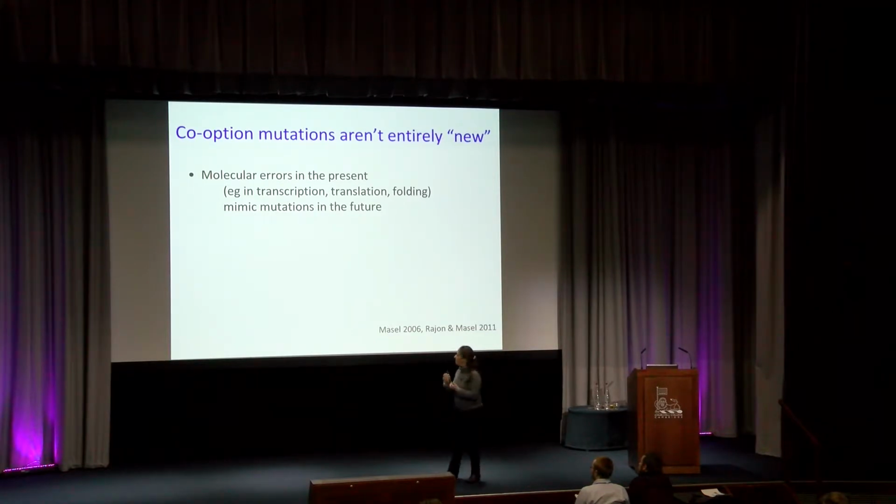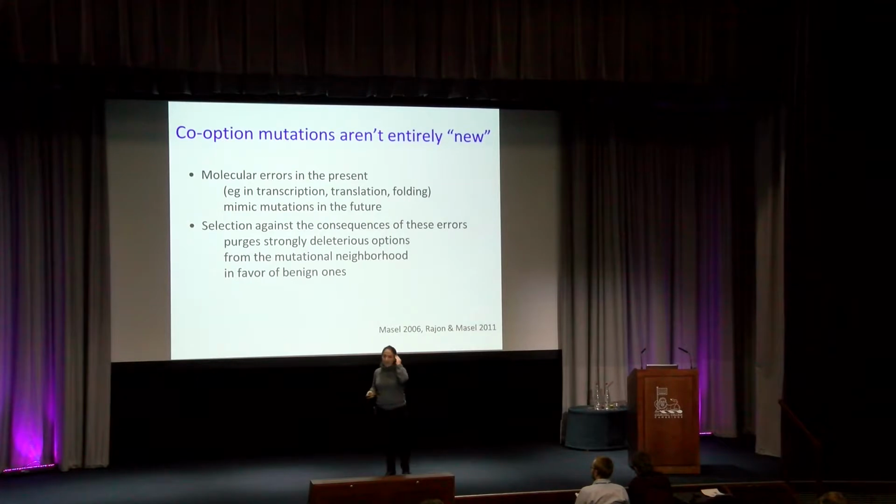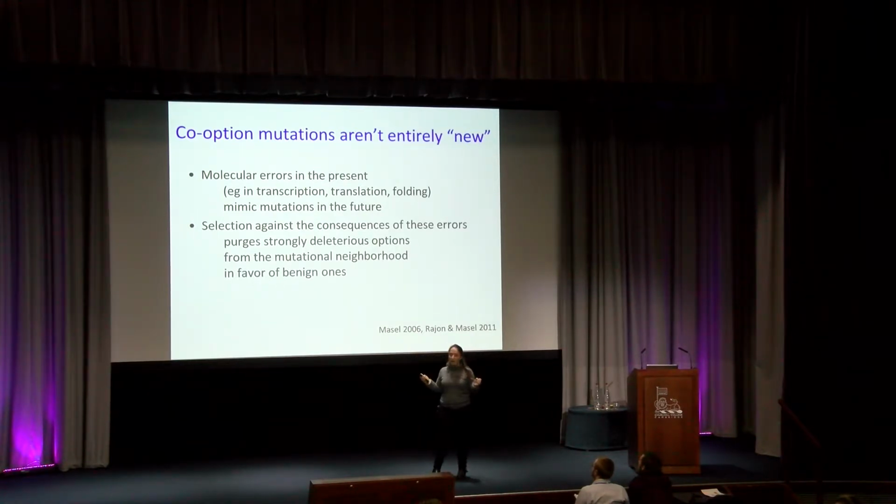But if you have this congruence, then whatever's happening in the present tells you what future mutations might do. And then if you select on the consequences of those errors, you can do this pre-screening where you have these two modes and you can get rid of the really bad variants prior to them appearing by mutation.